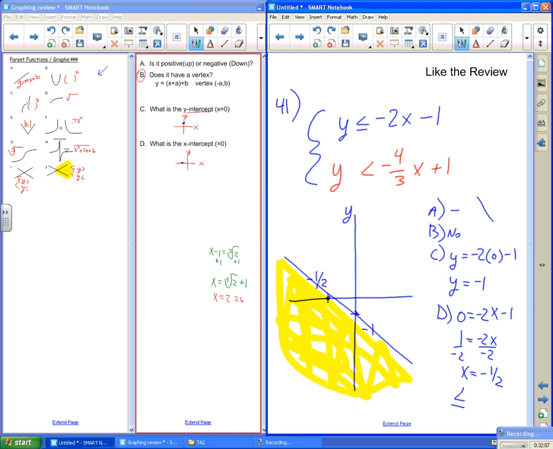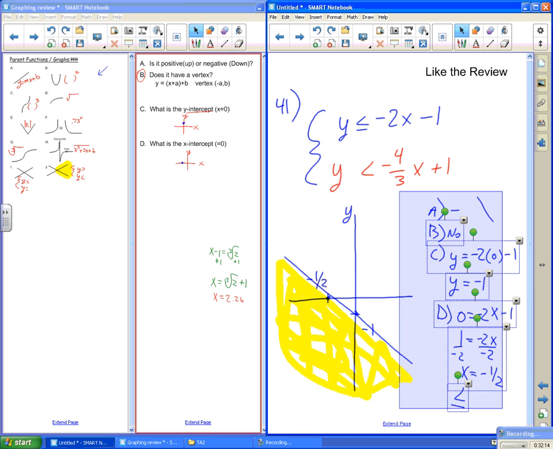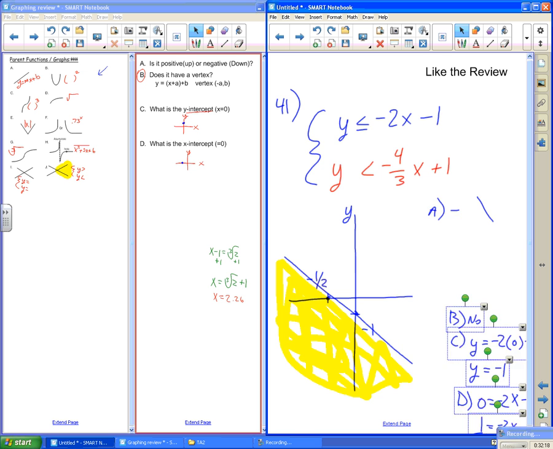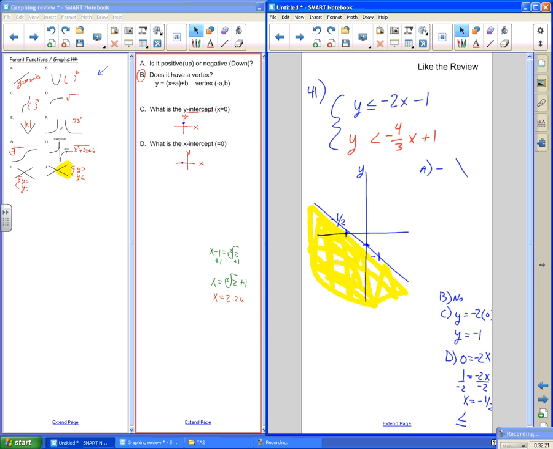Okay. Now I'm going to do the red one. So let me get rid of this stuff because I need the space. Okay. Let's erase that. So the red one, question A, is it a positive or negative? It's a negative, so it's going to also go down. Okay. It doesn't have a vertex.